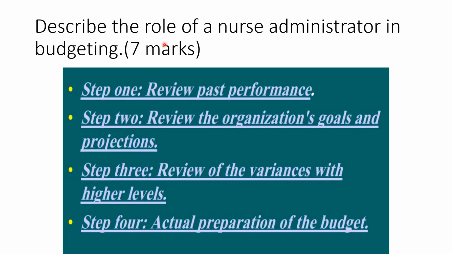The third part of the second essay was describe the role of nurse administrator in budgeting. It carried 7 marks. We can describe the role under 4 steps. Step 1. Review past performance. Step 2. Review the organization goals and projection. Step 3. Review the variances with higher level. And step 4. Actual preparation of budget. The nurse administrator or nurse manager should prepare a budget according to these steps.